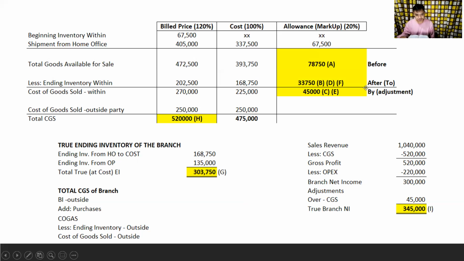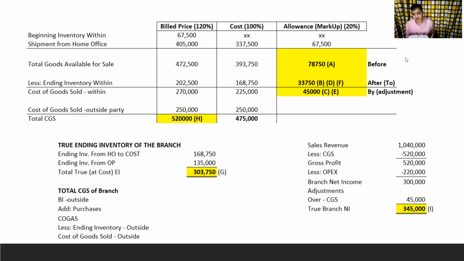Next is the true ending inventory. Again, the ending inventory from home office at cost is 168,750. And the ending inventory from outside parties or outside purchase is 135,000. So the total true ending inventory of the branch is 303,750. That's the answer of letter G.